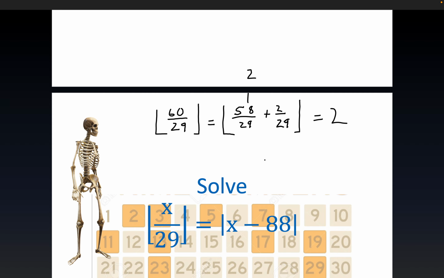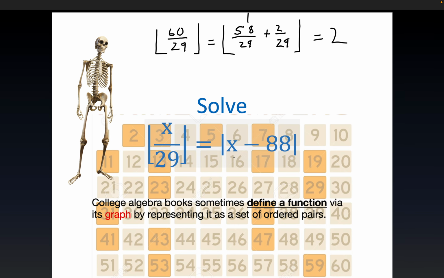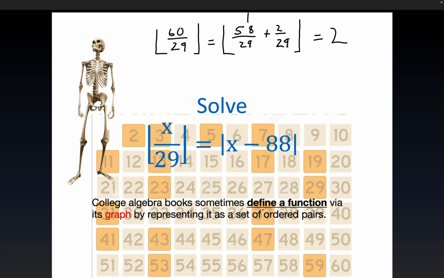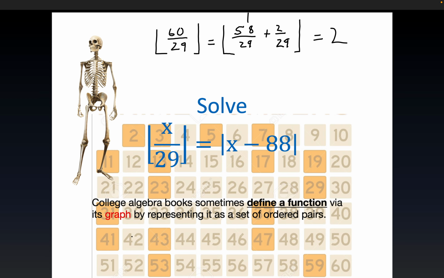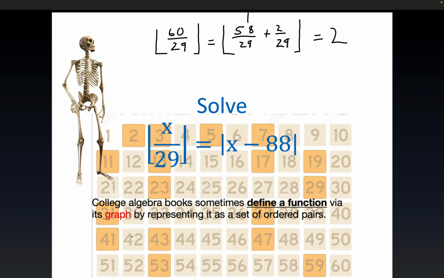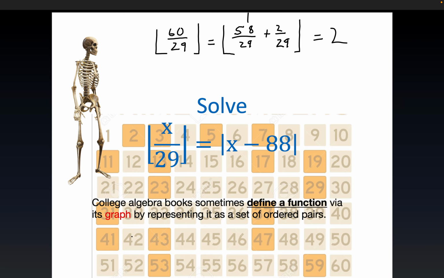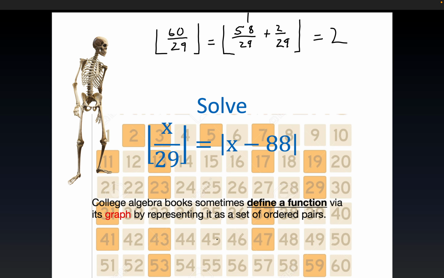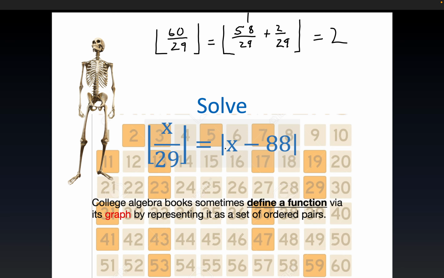Now what I'm going to do is take an approach that some people will probably find unacceptable, but in most of the college algebra books that I've seen taught out of, you can actually define a function by its graph. Okay, plain and simple. Most people are used to seeing y equals f of x, or perhaps a tabular form. But the graph can be a function, sometimes in a piecewise fashion, sometimes in its totality. Now let's see how we can use the graph only to solve this equation that says the floor of x over 29 is equal to the absolute value of x minus 88.